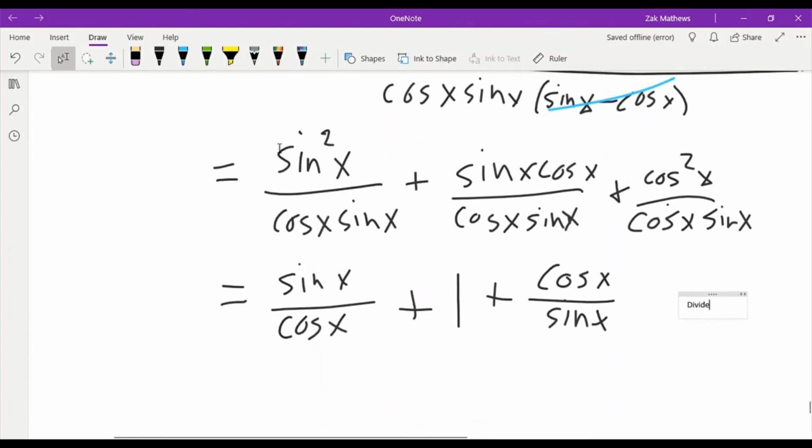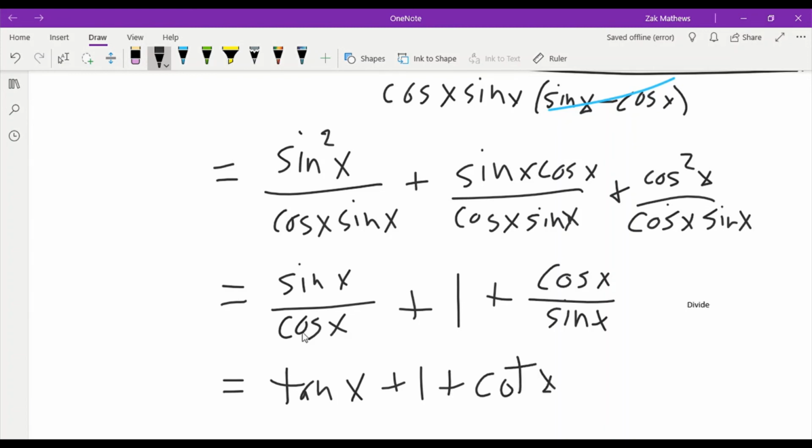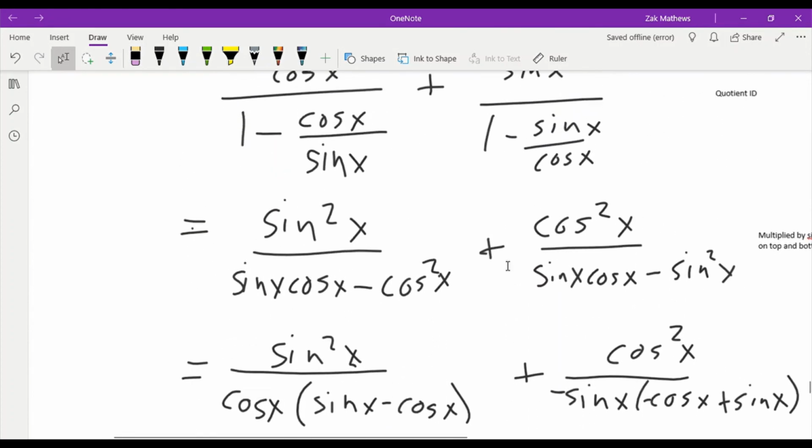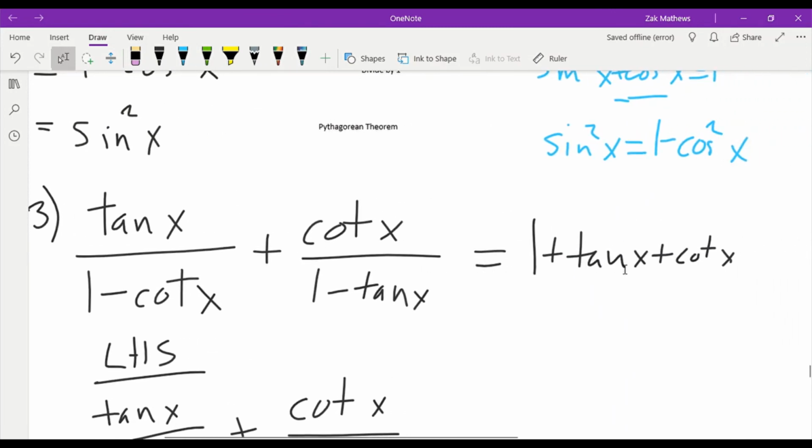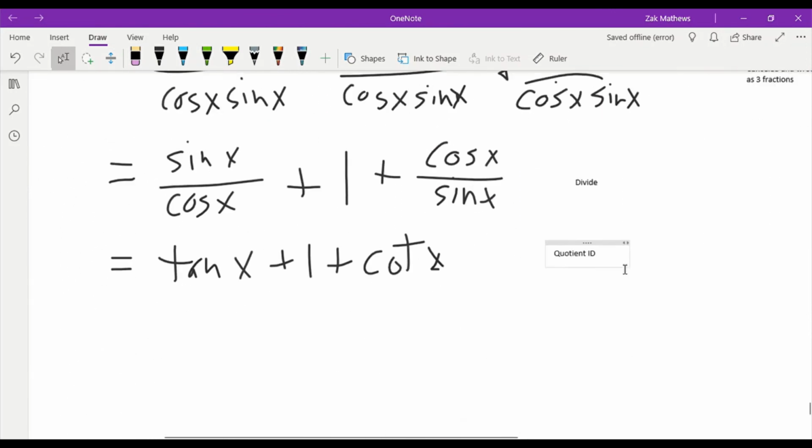And at this point we are just nearly done because remember we were trying to get to tangents and cotangents, and sine over cosine is tangent x. We have our 1 there, and then cosine over sine is cotangent x. And we used the quotient identities. And so if I look at my original problem, what I was trying to get to, way back up here, 1 plus tangent x plus cotangent x. That is the same thing that we have.